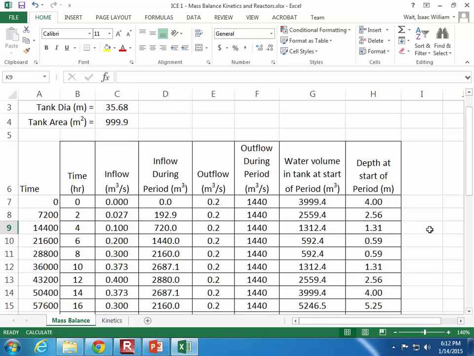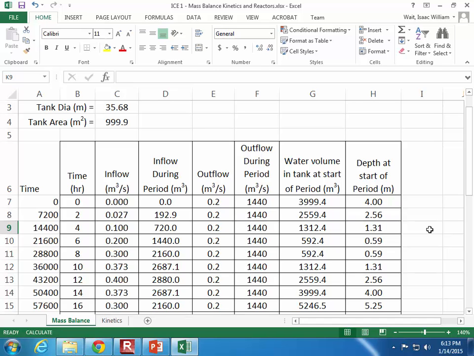And so then this is saying, how much water is there at this time? Well, you have to look at how much there used to be versus how much came in and how much went out. So in this cell, you're saying it was 4,000 and 1440 came out at the same time as 193 came in. So it's this plus that minus that to give you the solution. And then the depth, you're just dividing by the cross-sectional area.